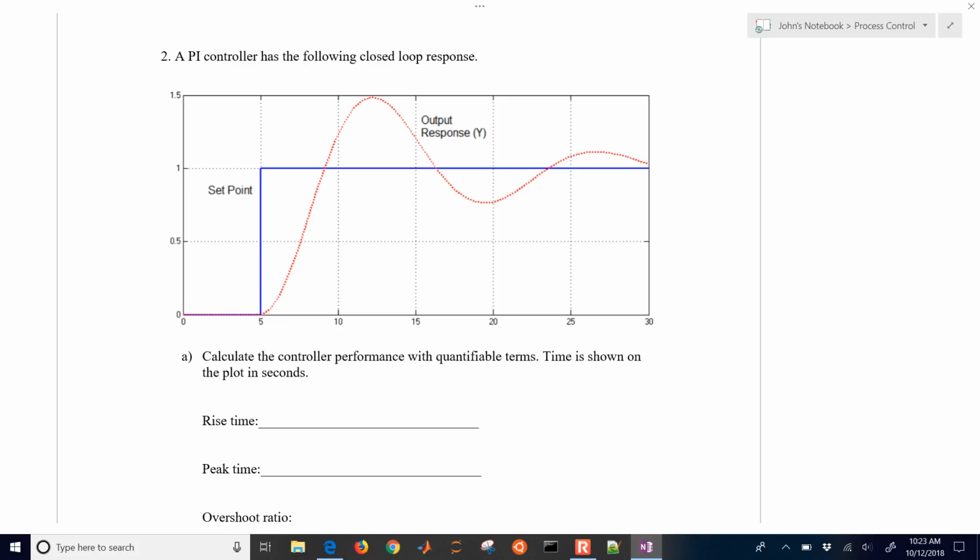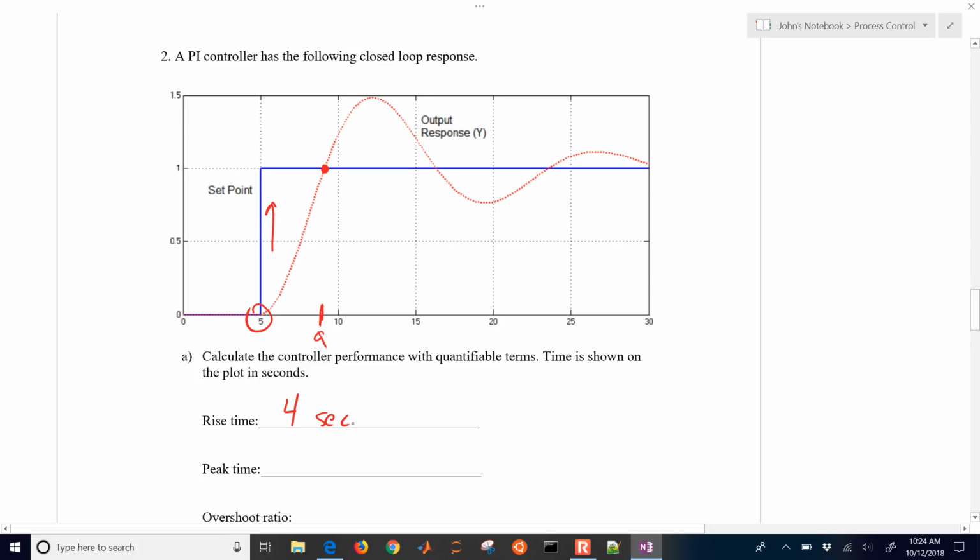The rise time is the time it takes to first cross the set point. The set point goes up at time 5, and it first crosses at about time 9. So we'd say the rise time for that is 4 seconds.